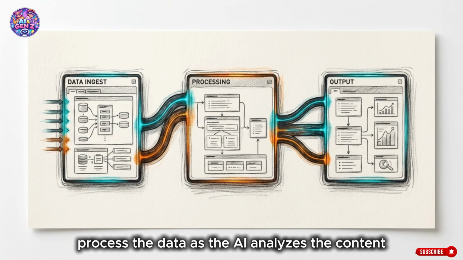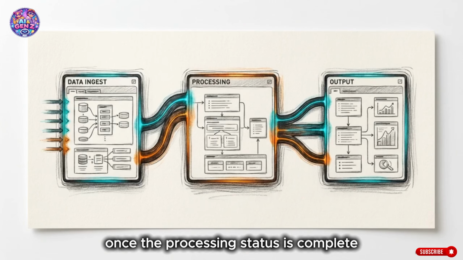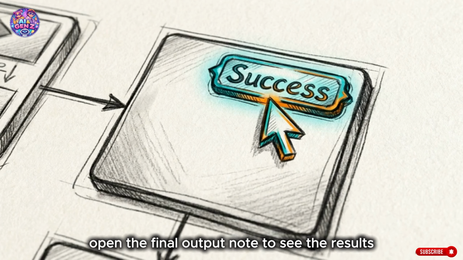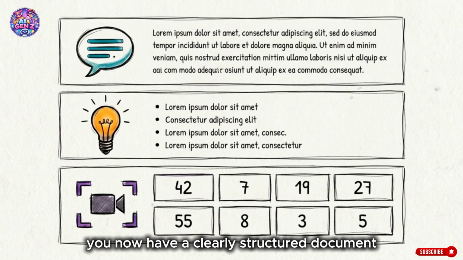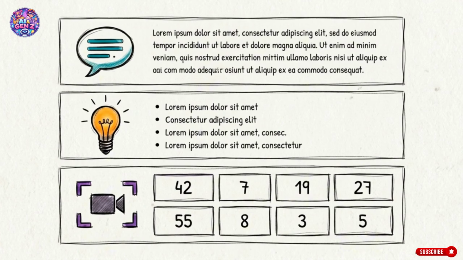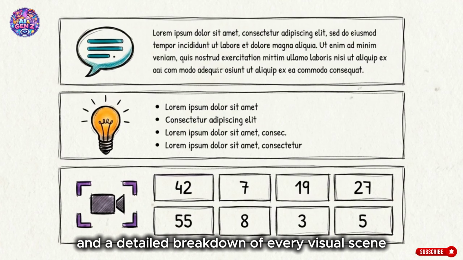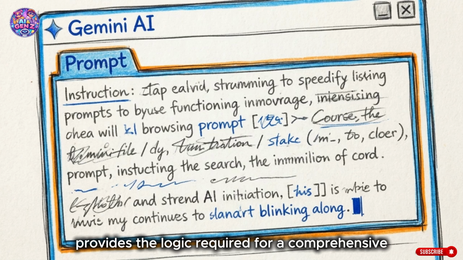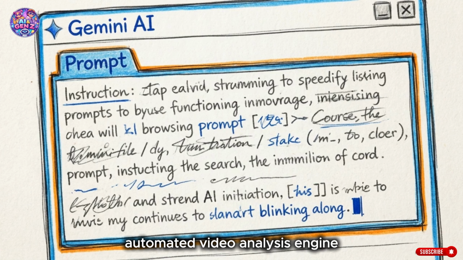Watch the nodes process the data as the AI analyzes the content. Once the processing status is complete, open the final output node to see the results. You now have a clearly structured document containing the text summary, key insights, and a detailed breakdown of every visual scene. Configuring this multimodal prompt provides the logic required for a comprehensive, automated video analysis engine.